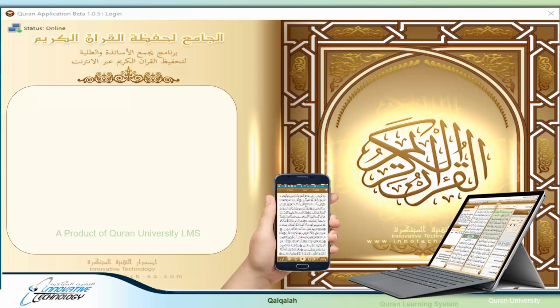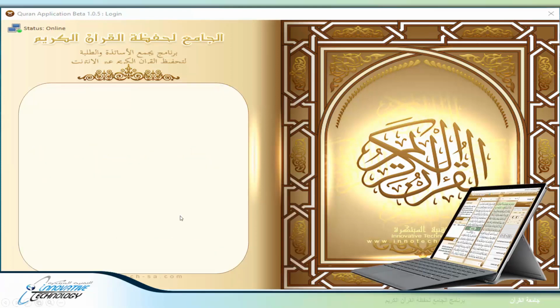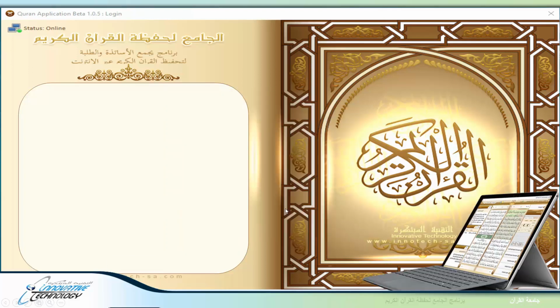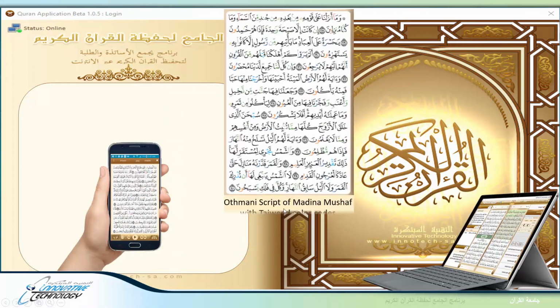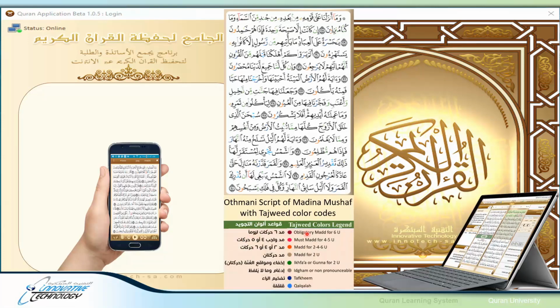And the topic of this lesson is Qalqalah. In our Quran learning management system, whether we're using the desktop version or the mobile version, in both cases, we use the Ottoman script of Medina Mus'haf with Tajweed color codes, which we call Qawaid Alwan al-Tajweed or Tajweed color legend, where every Tajweed rule is given a unique color code. The objective of these color codes is to alert us to Tajweed rules while reading the Quran.